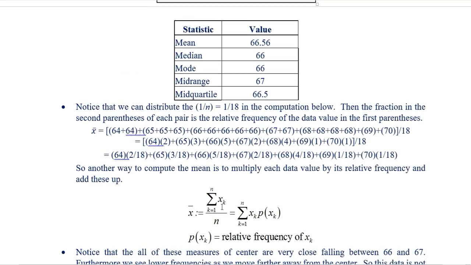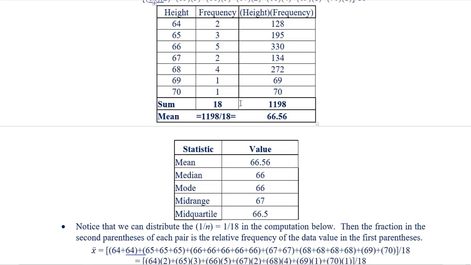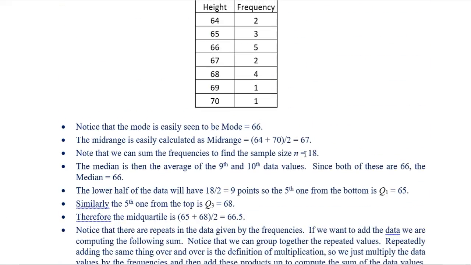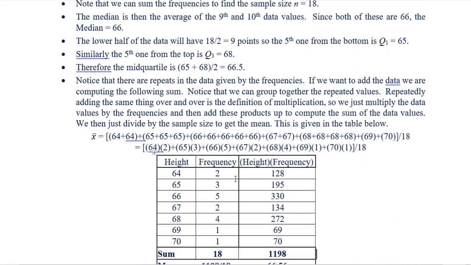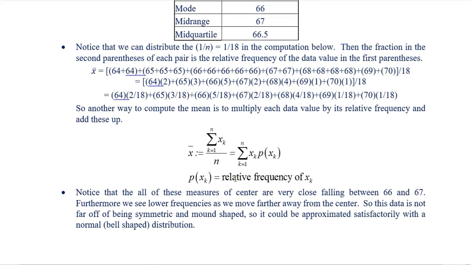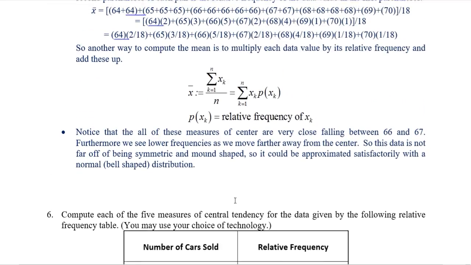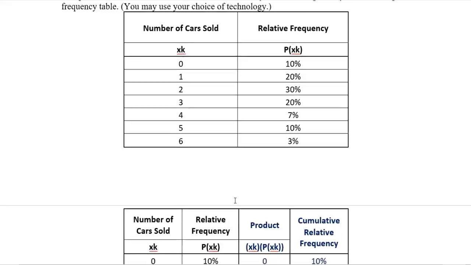Now another thing, if we just look back at this, notice that all these are relatively close. All these measures of central tendency are between 66 and 67. So that tells us that this data set is probably quite close to being symmetric. And it mounds, the highest one is close to the other measures of center as well. So it could probably be modeled relatively satisfactorily with a normal curve.